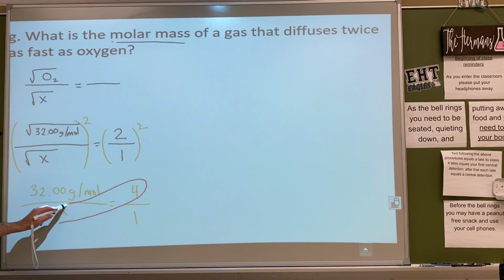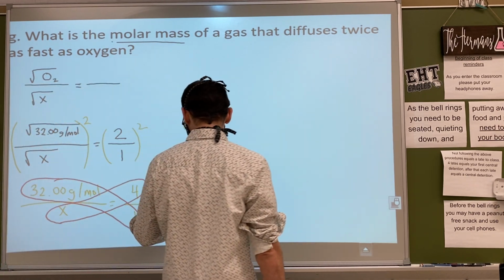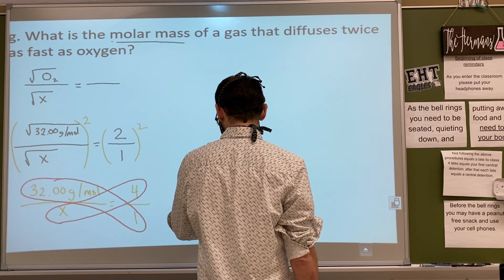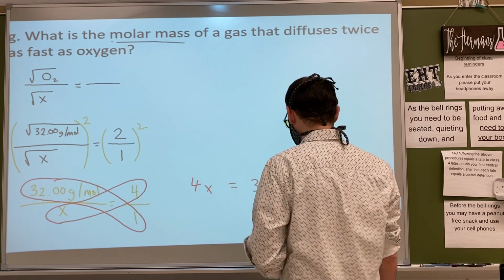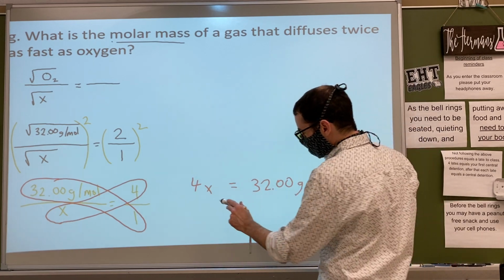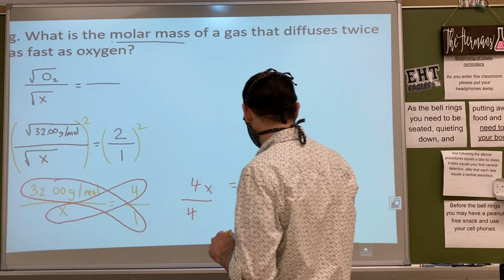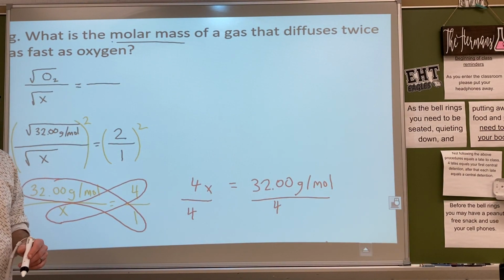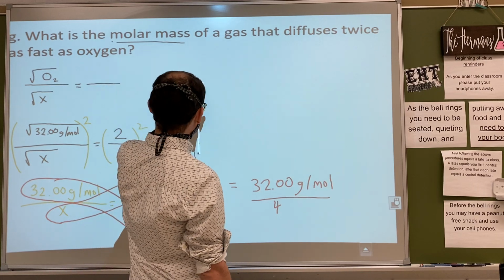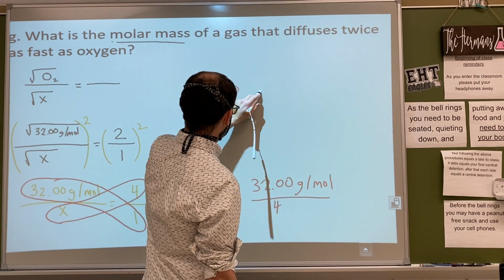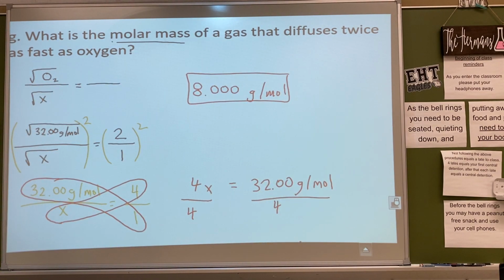So it's going to be 4x equals 32 grams per mole. So 4x equals 32.00 grams per mole. And 1, right? Divide by 4 on both sides. That's going to give us 8, right? All right, and since 32 has 4 sig figs, it's going to be 8.000 grams per mole. Which is smaller, which is what we're looking for. It's supposed to be smaller.